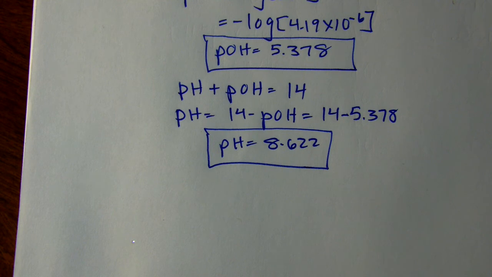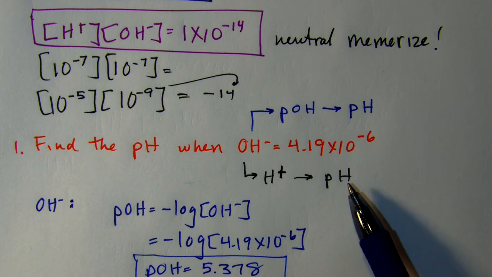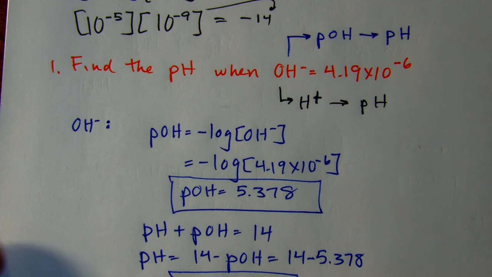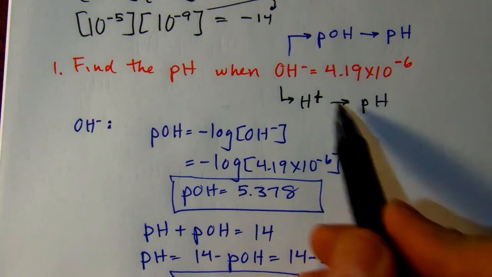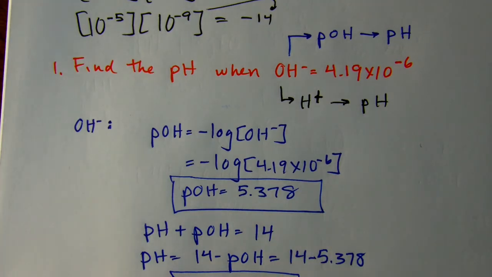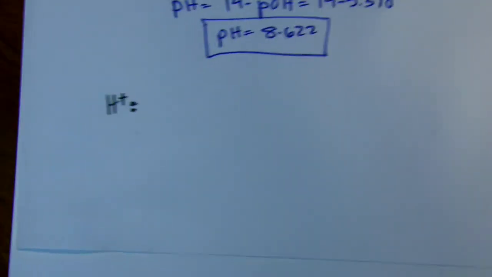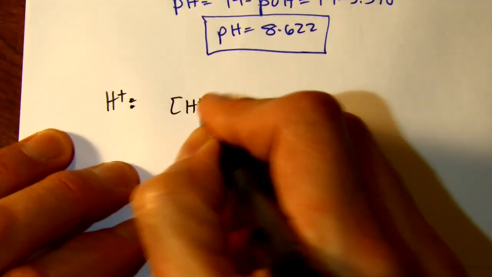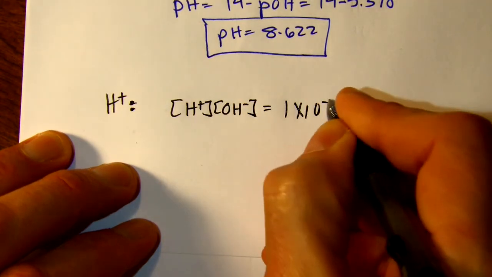Cool. Let's do this black version here, right? Find the H plus first, and then go for the pH. Either one is fine. Sometimes you have to learn both because it's more convenient sometimes to do that. All right. So how do we find H plus? H plus equals. Let's put a colon here. How do you do that? Well, you have H plus times OH minus, and that equals 10 to the negative 14.